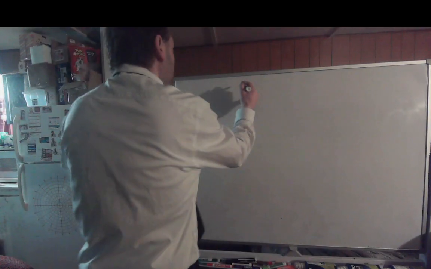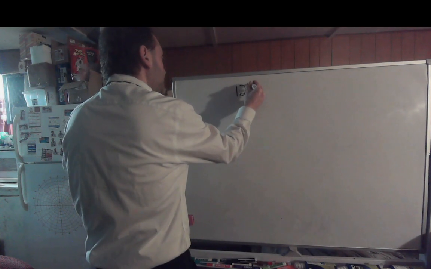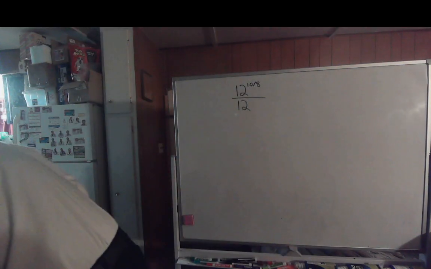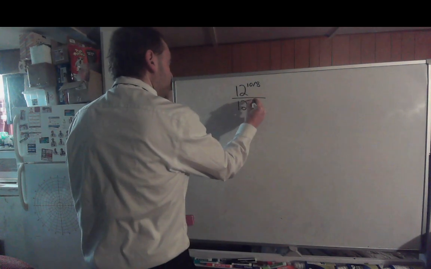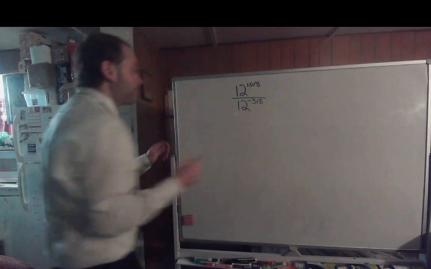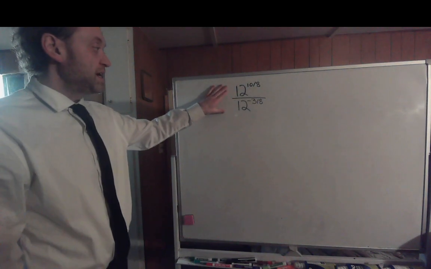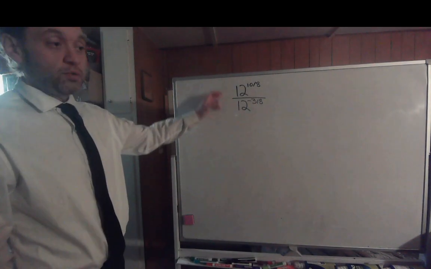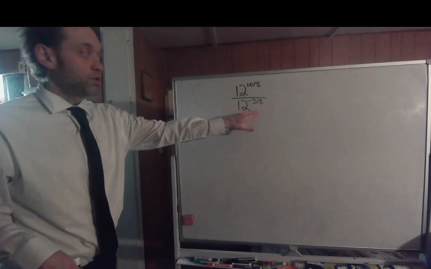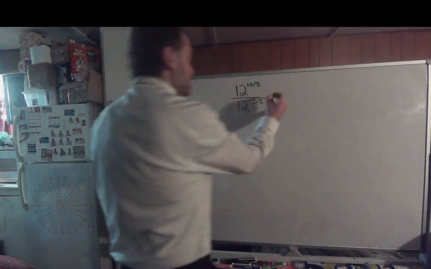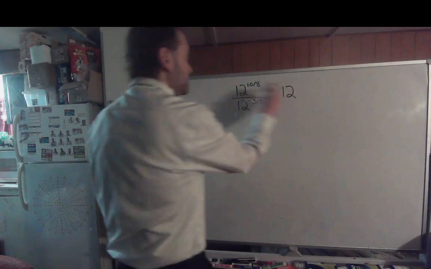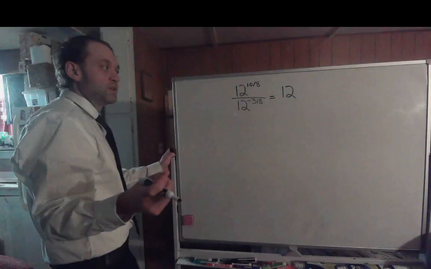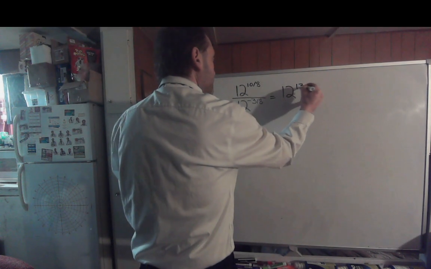Alright. We have 12 to the 10/8 divided by 12 to the negative 3/8. Well, this is going to be where you subtract the powers, and definitely the power in the numerator is greater than that of the denominator. So this would turn into 12 to the 10/8 minus negative 3/8, which would turn into 10/8 plus 3/8. That would give you 12 to the 13/8.